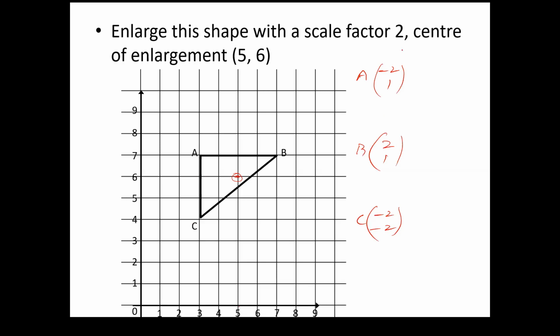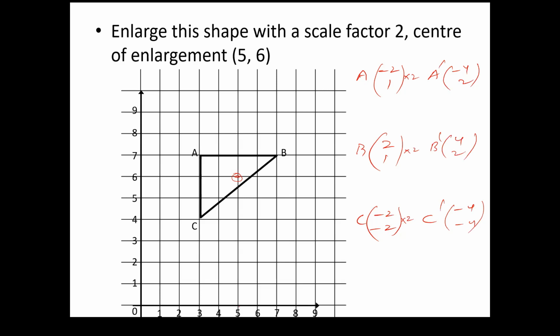So when we multiply all these with 2, we get here A dash, which is -4 and 2. Now we multiply this by 2, B dash is 4 and 2. And here C dash will be -4 and -4.